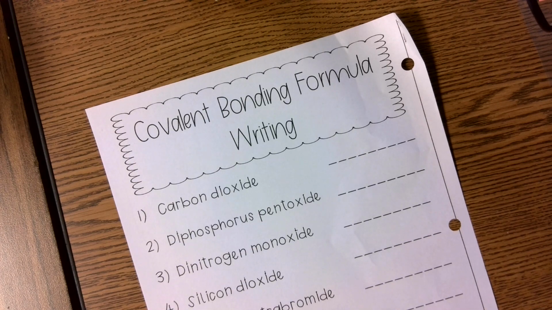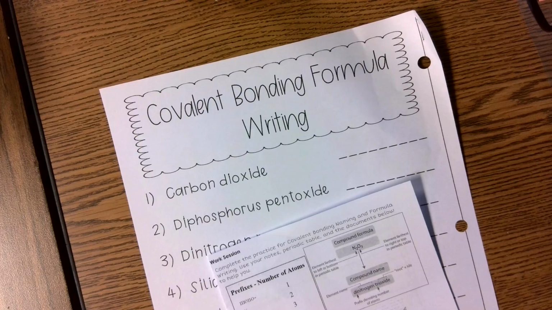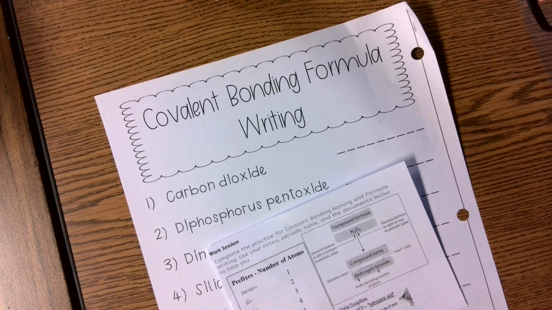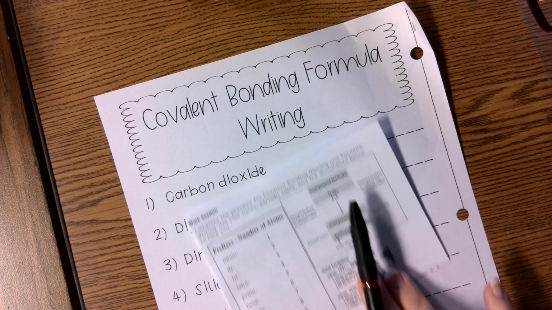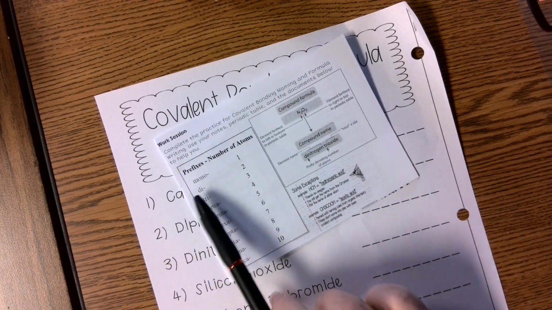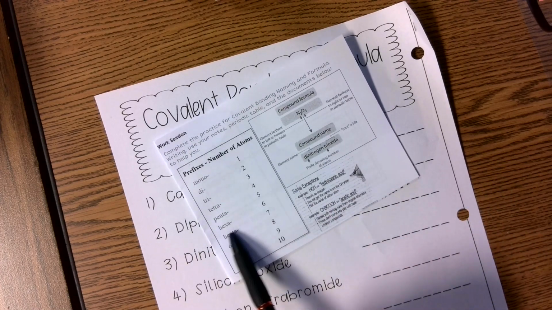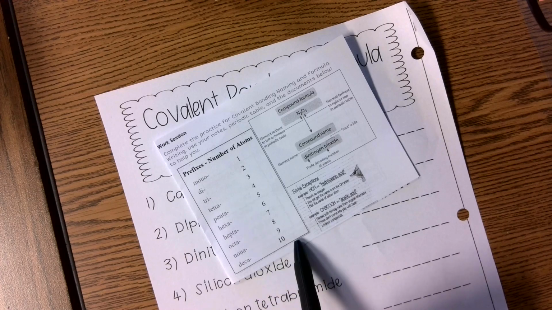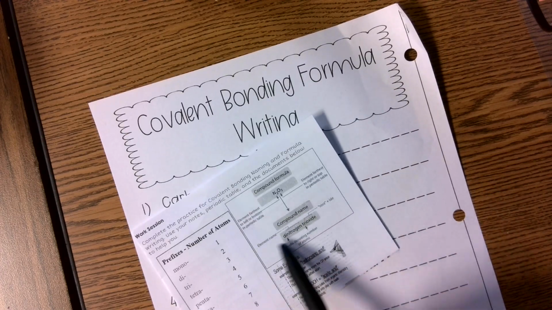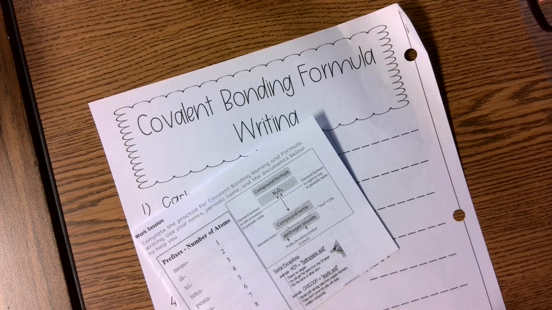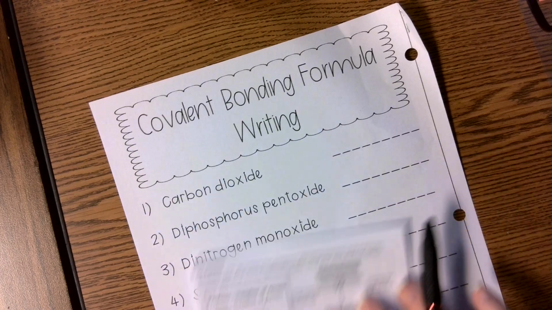So one thing you will see included in your handout is this little slide. It gives you the prefixes that go with the number of atoms, like mono is 1, hexa is 6, deca is 10. I also included how you would go about naming a compound formula when it is covalent, and also 2 exceptions to the rule. Okay, so let's do this real quick.